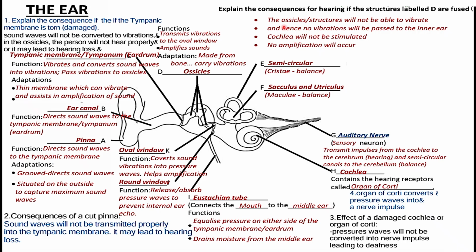So here are the answers. The ossicles or structures will not be able to vibrate, and hence no vibrations will be passed to the inner ear. And it continues to say the cochlea will not be stimulated, hence no amplification will occur. If there is no amplification, it is most likely the person will lose his hearing, or the person may not be able to hear properly.